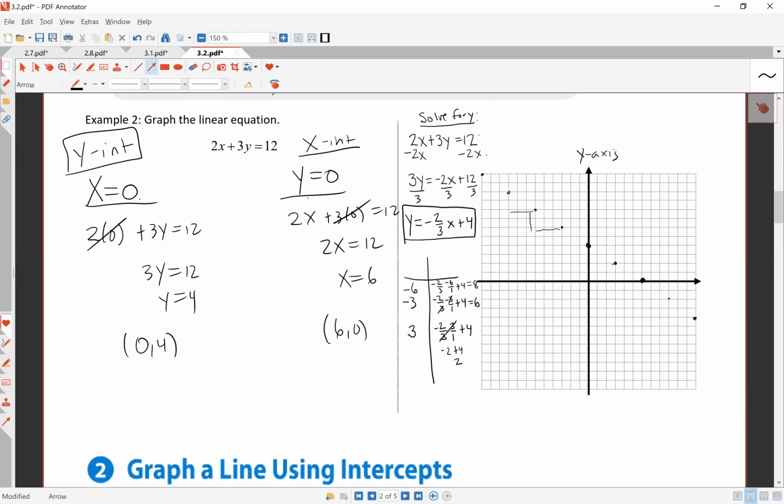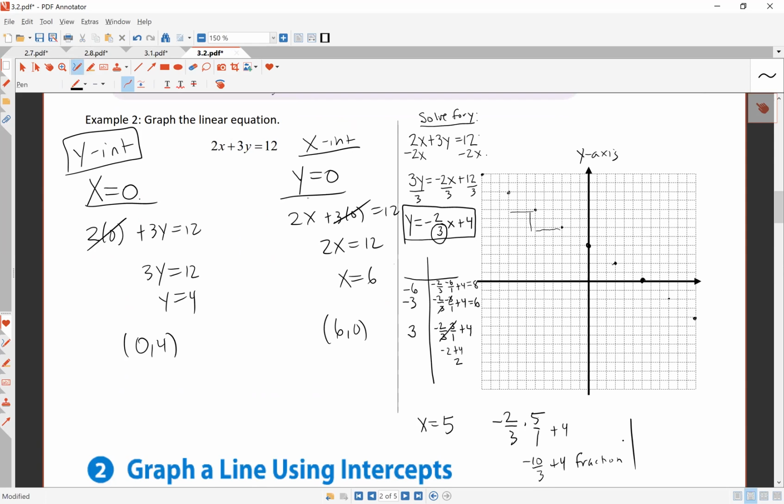So then how do I know what numbers to choose? Good question. See how that denominator is a 3? You want to choose any number that's divisible by 3. Because if I choose 5, then I'll have negative 2/3 times 5 over 1, which is negative 10/3, plus 4, and that's a fraction.